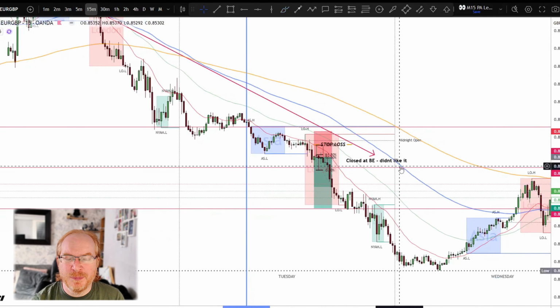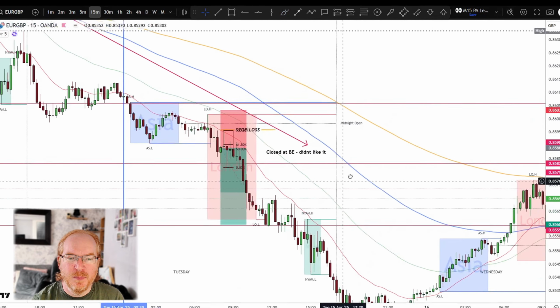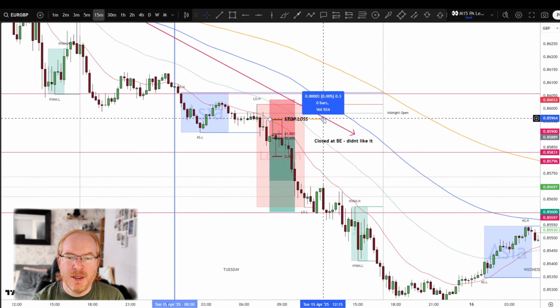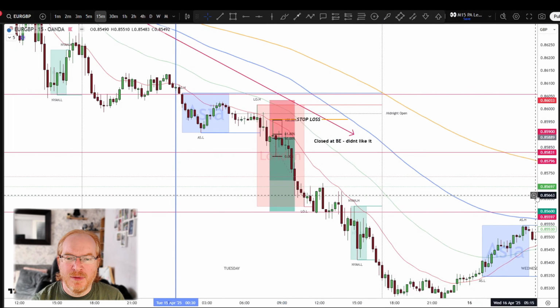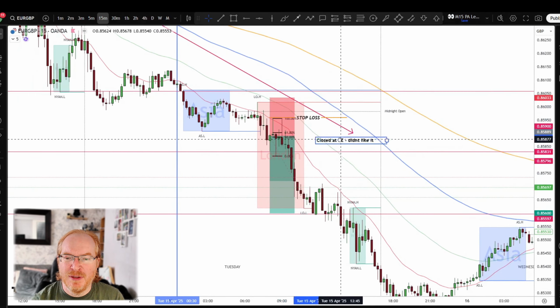This was Tuesday. So when we zoomed in a bit on the price action, as you can see, I got a bit fearful of this trade. Closed at break even, didn't like it. I wrote on the trade. And in hindsight, we could have carried on running all the way down.